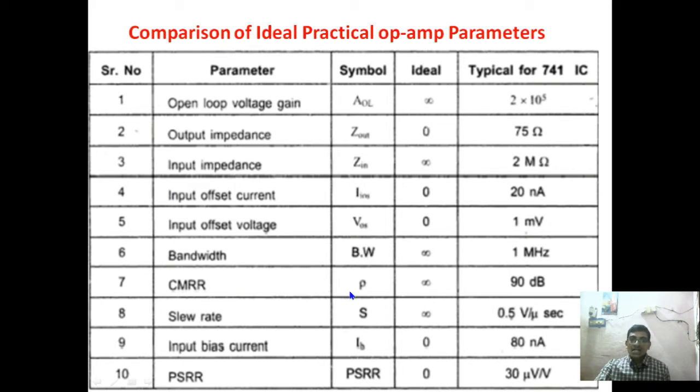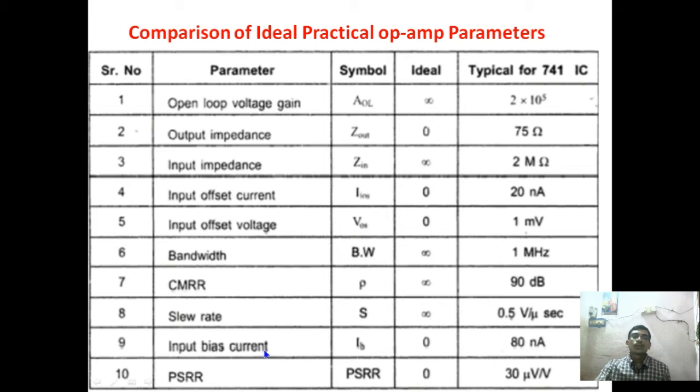CMRR is also represented with the rho. For the ideal op amp it is infinite, and for the practical op amp it is 90 decibels. The slew rate is represented with S or SR, which is infinite for the ideal op amp and 0.5 microvolts per second for the practical operational amplifier.